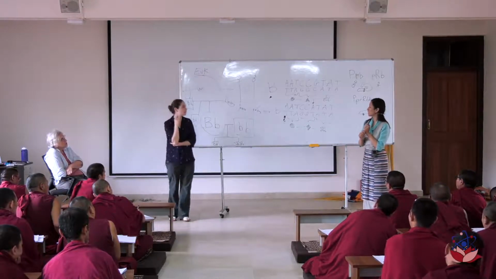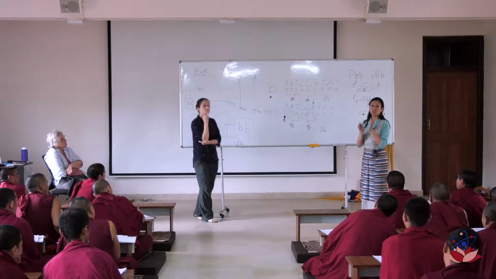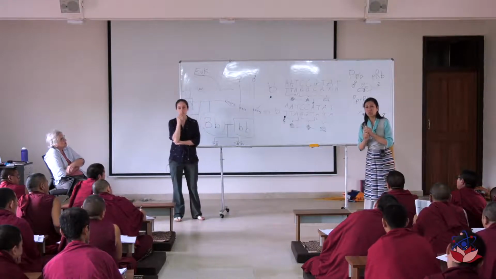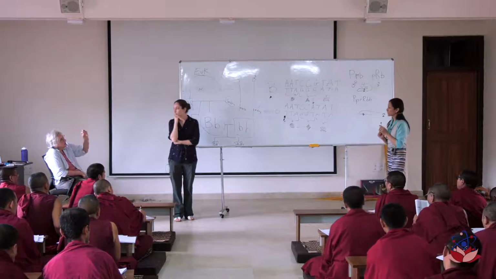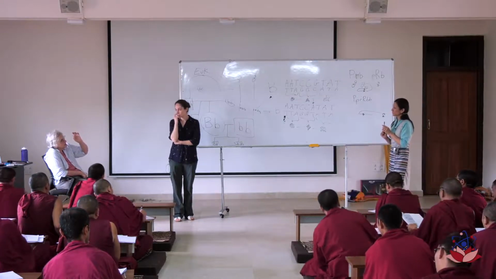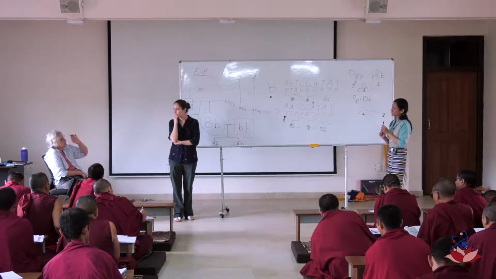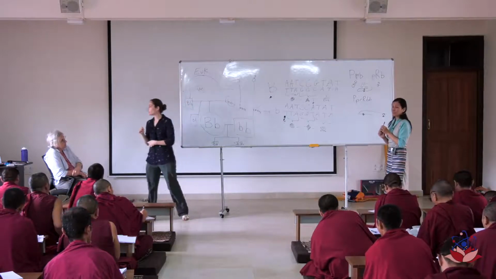How many genes did you say in mitochondria? Like 16. Mitochondria. The DNA of a mitochondria is about, in people, about 16,000 bases in a mitochondria.